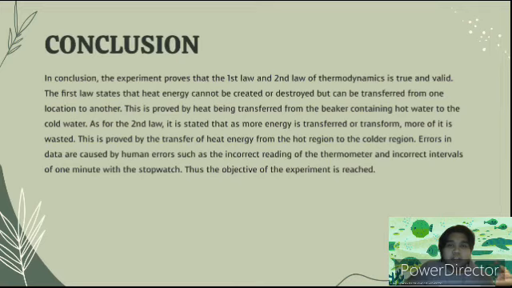Errors in data are caused by human errors such as the incorrect reading of the thermometer and incorrect intervals of 1 minute on the stopwatch. Thus, the objective of the experiment is reached.